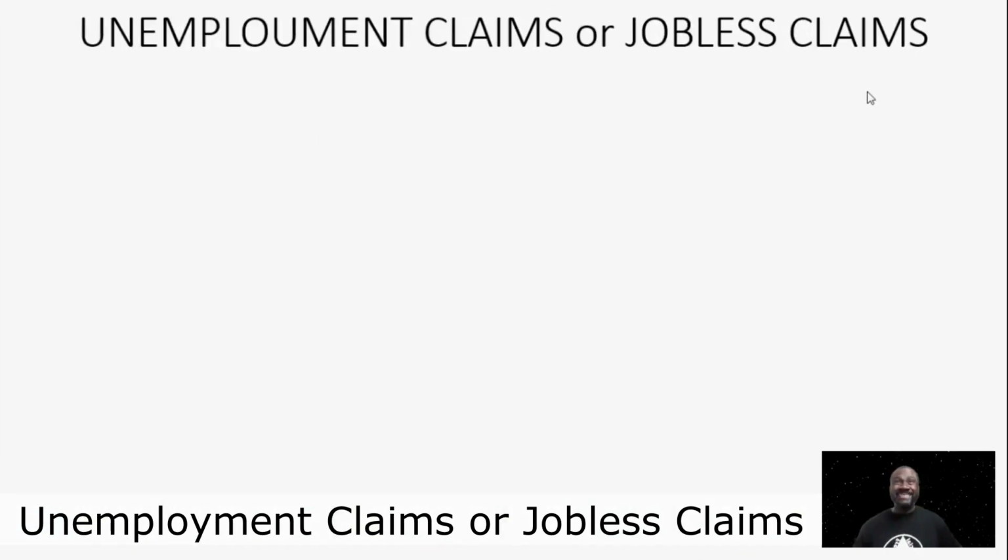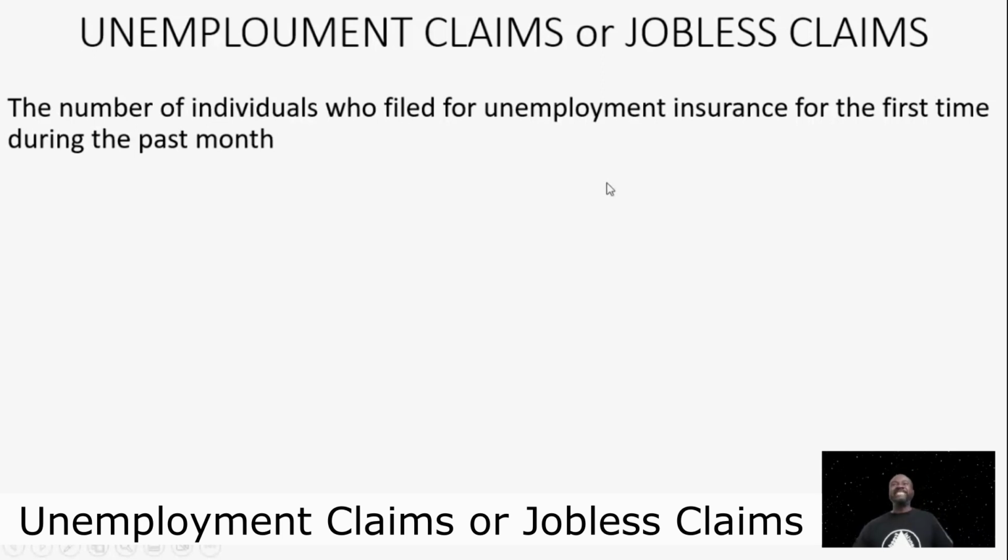Unemployment claims, or jobless claims, is the number of individuals who file for unemployment insurance for the first time during the last month. Let's say you lose your job in February. Today we're in March, so you're going to file an unemployment claim in March. If you're already on unemployment, they don't count you. They only count the new people who just filed for unemployment. This is for the first time.